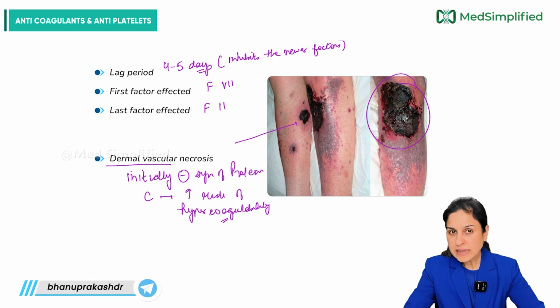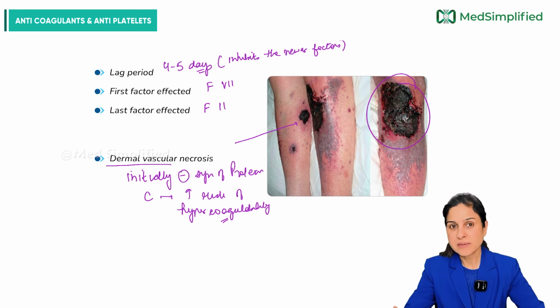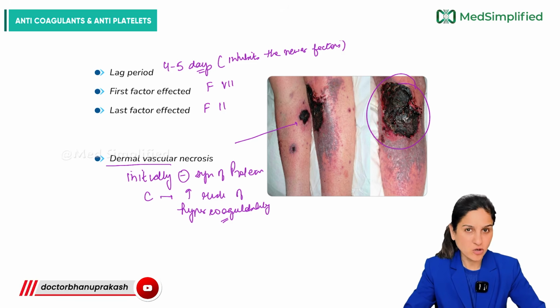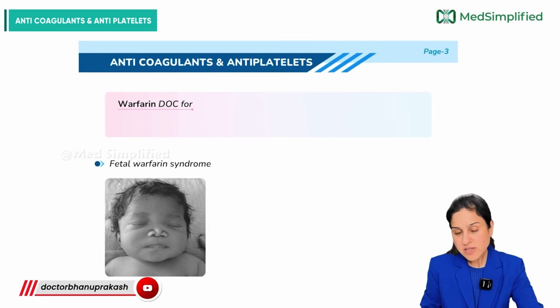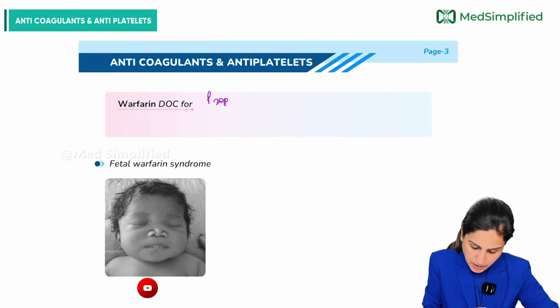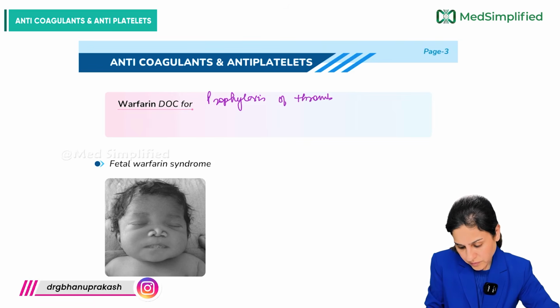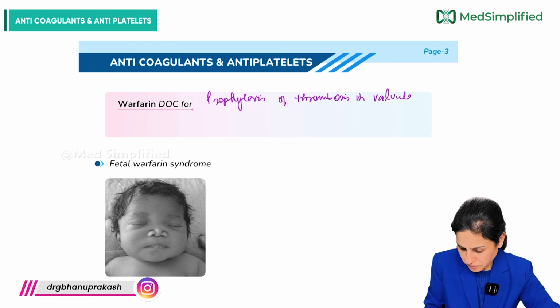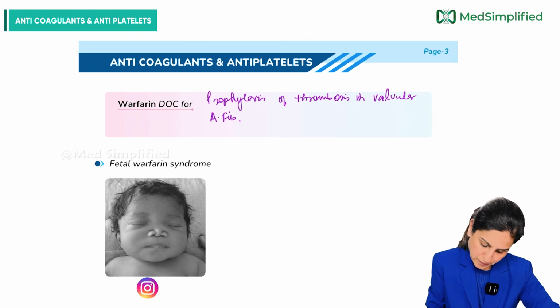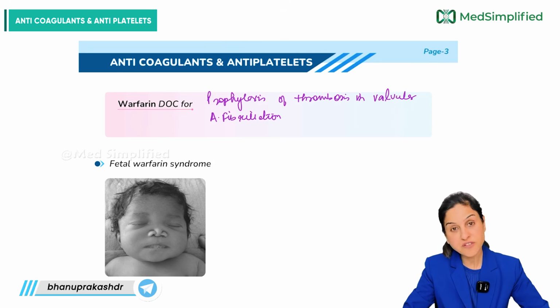Therefore, what we usually do is start heparin alongside, so that till the time warfarin exhibits its action, you can continue heparin and later withdraw it. Next, what is warfarin used for? It is a drug of choice for prophylaxis of thrombosis in valvular atrial fibrillation and mechanical valves.